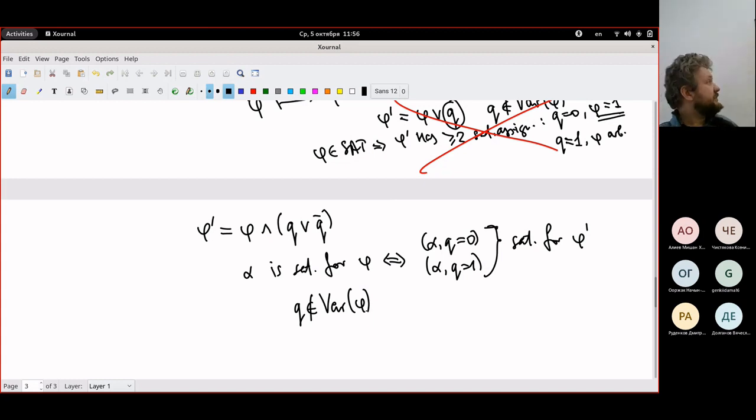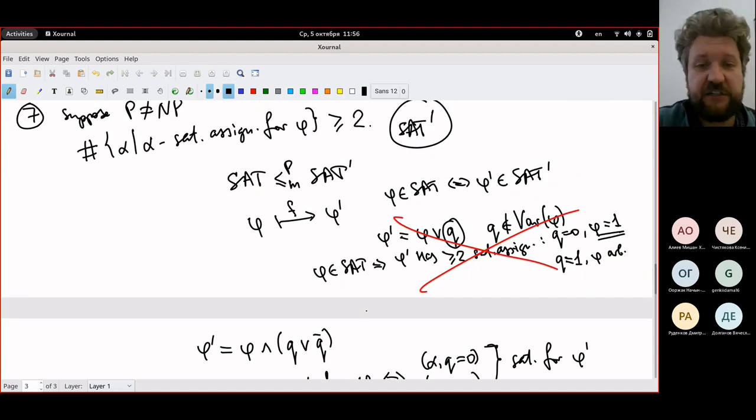And any satisfying assignment of the original formula generates exactly two satisfying assignments for the new formula, right? Because phi should be satisfied, it's a conjunction. And then you just say that q is maybe 1, maybe 0. So if the original formula is satisfiable, then this formula has two or more satisfying assignments. If the original formula is not satisfiable, then this formula has no satisfying assignments. In particular, it's not greater than 2. So this is the reduction.